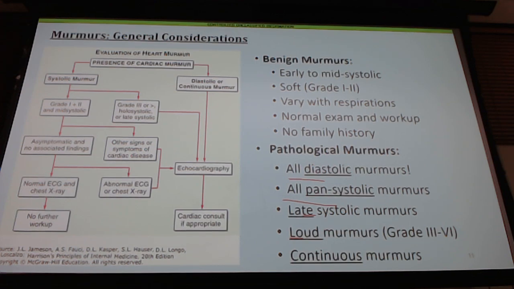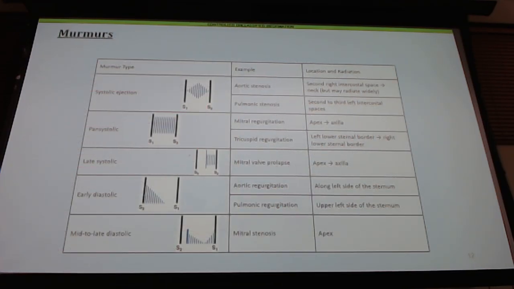Okay, so this algorithm or this flow chart basically just boils down to: if I have a diastolic, holosystolic, or continuous murmur, or it's loud, get an echo. Okay. Or if you're questioning, get an echo. That's what most of us do in primary care anyways, because I could not tell you the difference between a 2 and a 3 systolic. Okay. I don't hear enough murmurs if you have to differentiate the two.